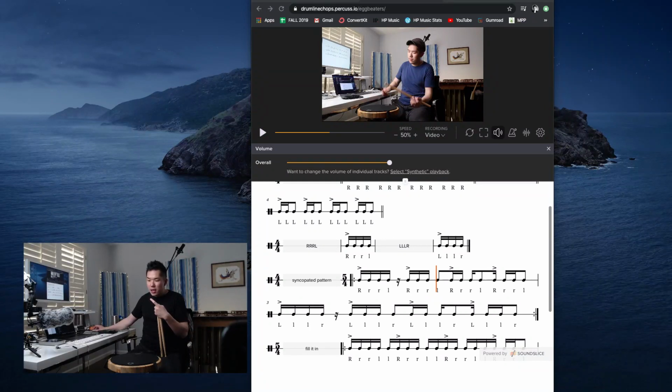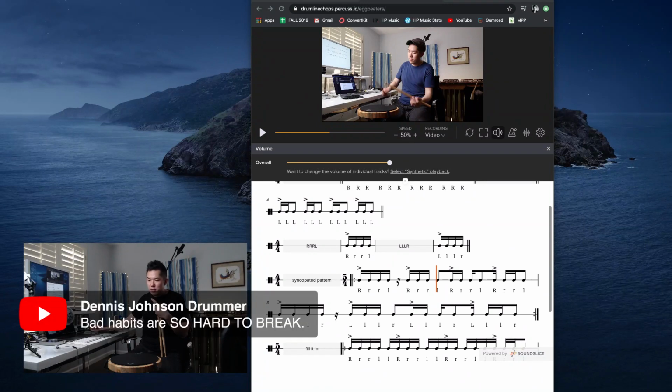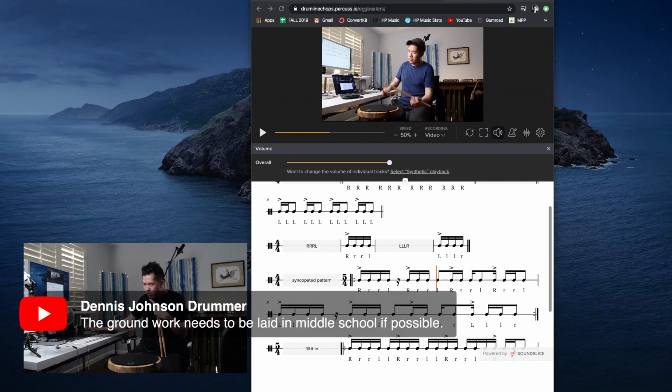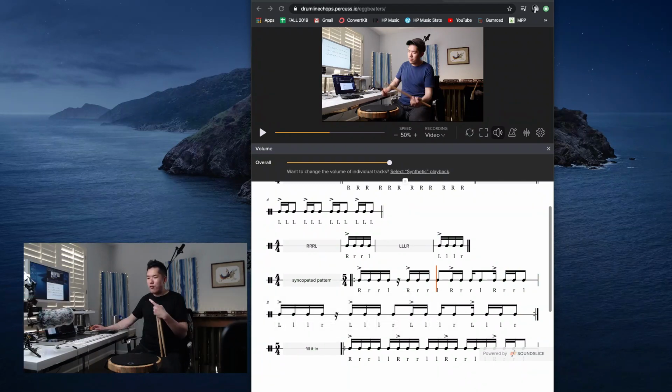Dennis says, bad habits are so hard to break. The groundwork needs to be laid in middle school if possible. Oh, absolutely. Totally agree. I remember when I first started seeing programs, like the really super high performing high school programs, and you realize that they're not getting that good in 4 years, from the time they're a freshman to their senior. It's like the high school people are already teaching the middle school people from 6th grade. Now instead of a 4-year pipeline, you have a 7-year pipeline, 6, 7, 8, 9, 10, 11, 12.